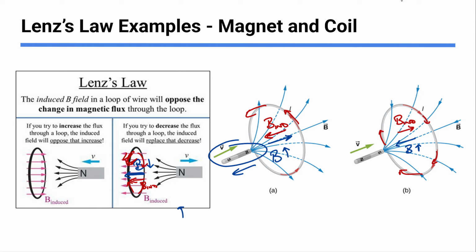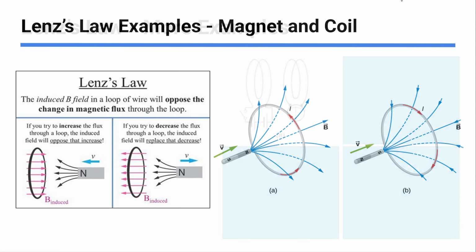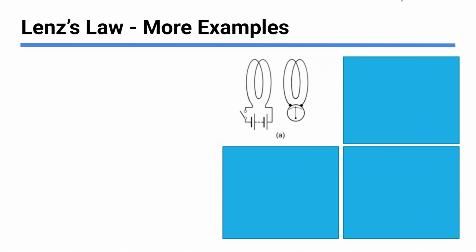So my thumb is pointing to the left. My right hand's fingers are curling into the screen at the top and out of the screen at the bottom. All right, easy, right? Super easy. Okay, you'll have to practice these. Let's look at some more examples because there's lots of other ways Lenz's law can come up.